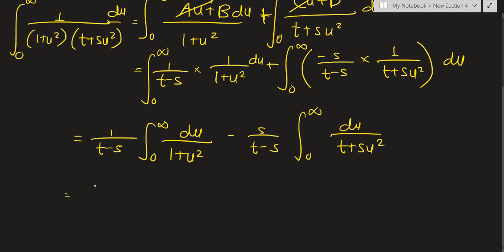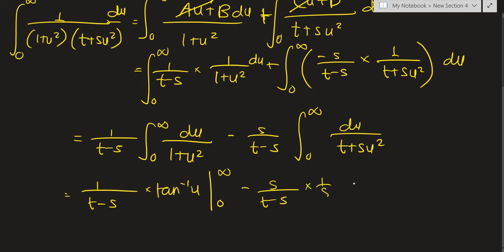Now this is just inverse tangent, right? The antiderivative of this thing. So we have 1 over t minus s times the inverse tangent of u from u equals 0 to u equals infinity, minus s over t minus s. I would like to take an s out of this denominator. So 1 over s times the integral from 0 to infinity of du over (t over s plus u squared), to maintain equality.